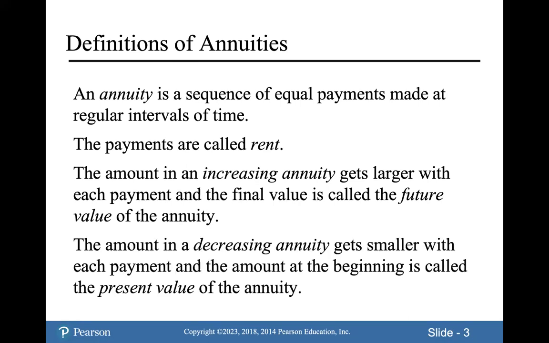The amount in a decreasing annuity gets smaller with each payment, and the amount at the beginning is called the present value of the annuity. So an example of this would be like a mortgage.